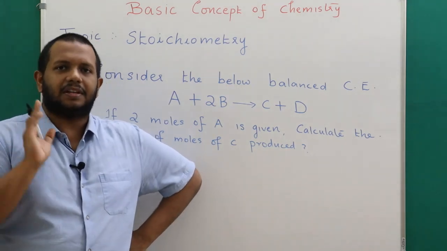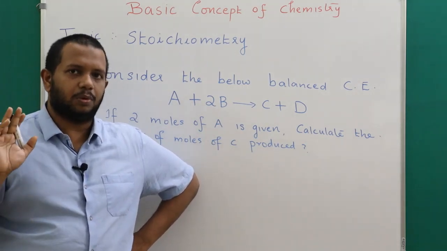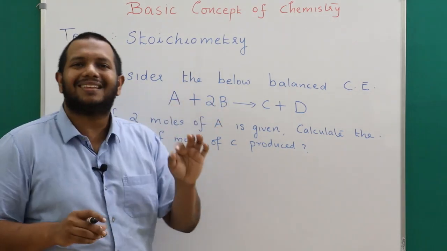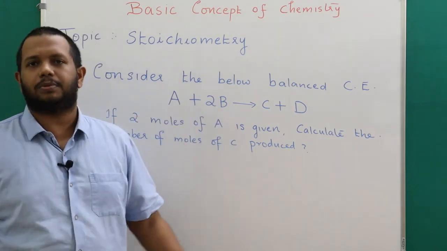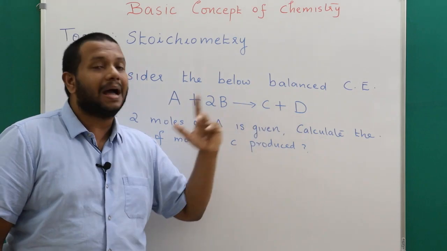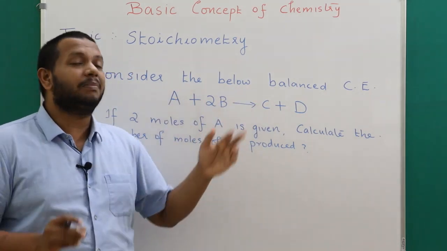Now, listen here. The question can be framed in many ways, as I have told you. In this question, you know that A and B are the reactants and C and D are the products formed. Please understand that they have told us this equation is a balanced chemical equation. They should tell this because they are using the terms A, B and C and D.